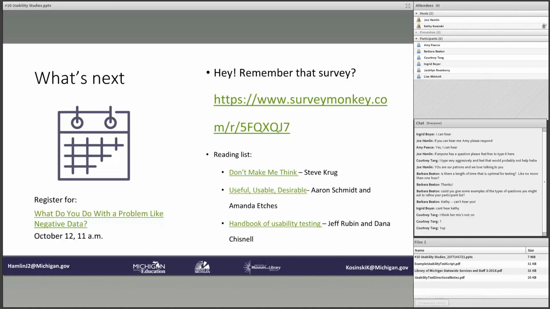And I have also included in the bottom here a reading list. These are some of my favorite usability books. They include Don't Make Me Think and the Handbook of Usability Testing, which are not library specific.